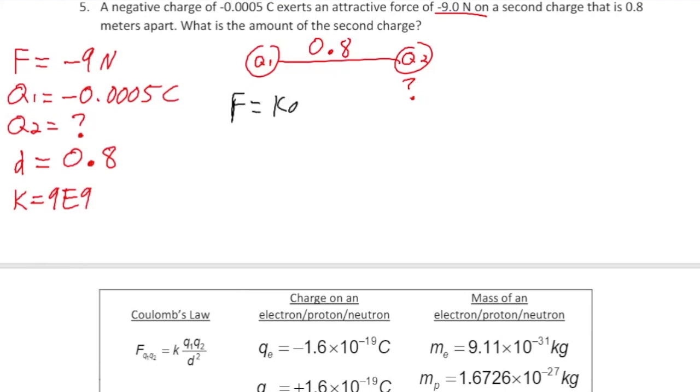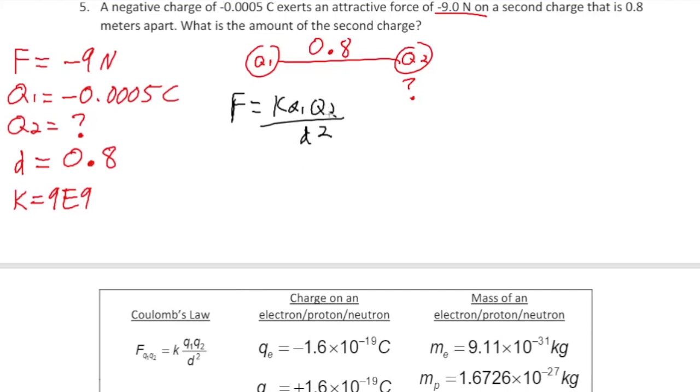F equals K, Q1, Q2, all over D squared. So we just talked about in the last problem that we have two ways to do this. One way we can just plug all of our numbers in, simplify and solve, or the other way is that we can manipulate our equation to solve for Q first and then plug our numbers in. So let's do that way again, where we manipulate the equation to solve for Q.